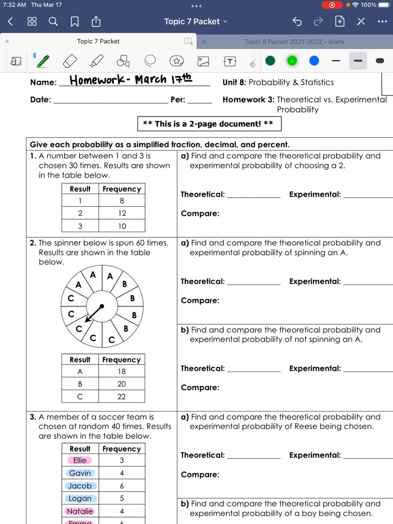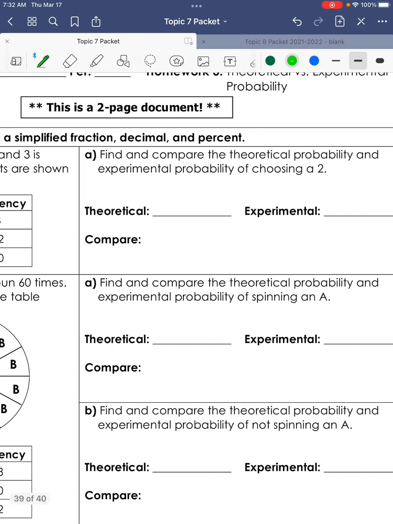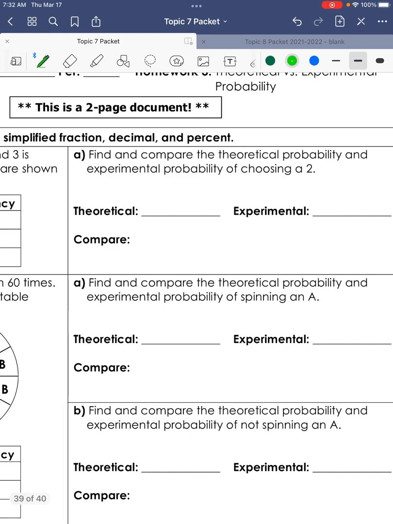So number one, a number between 1 and 3 is chosen 30 times. Results are shown in the table below. So part A, find and compare the theoretical probability and experimental probability of choosing a 2. Now remember, theoretical probability is what should happen.